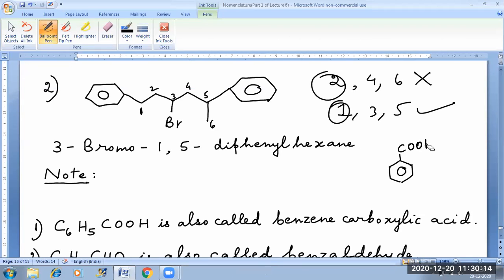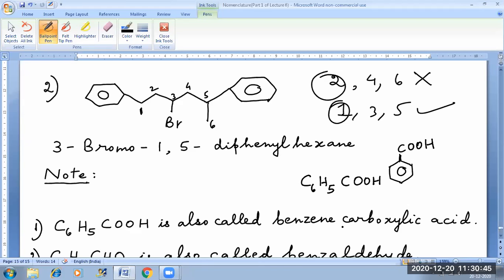So if I write this, this can also be written as C6H5COOH. So this benzene ring containing COOH attached can also be written as C6H5COOH. Right? It is called benzoic acid.